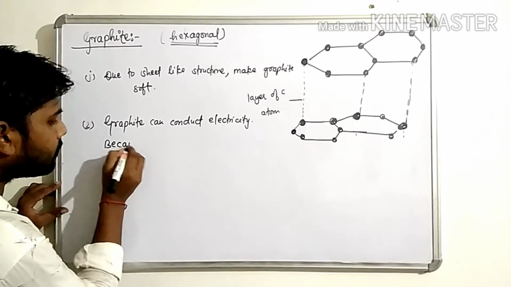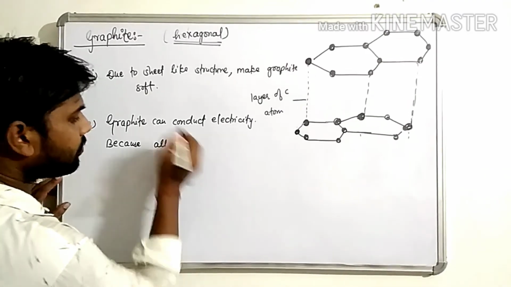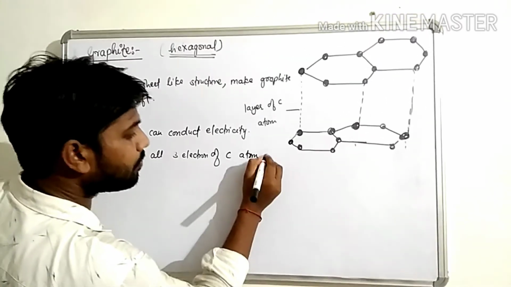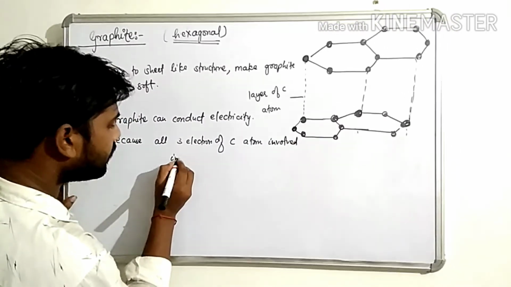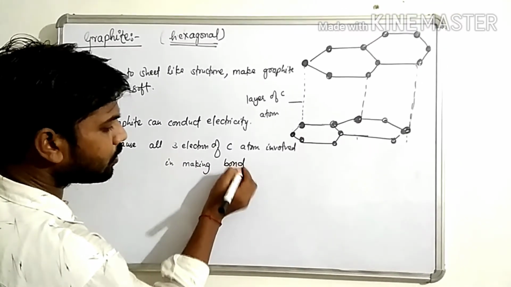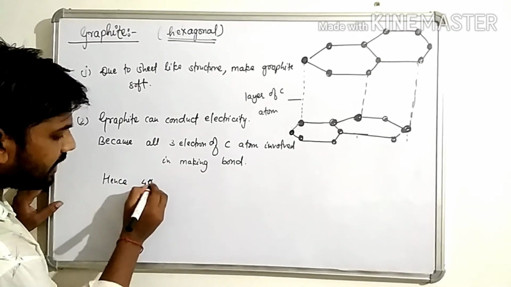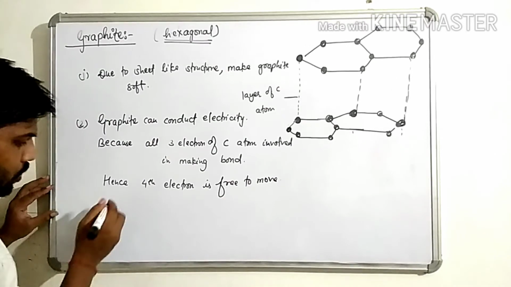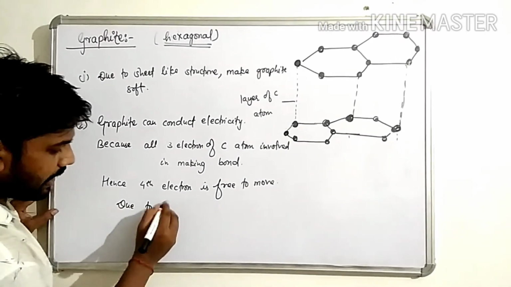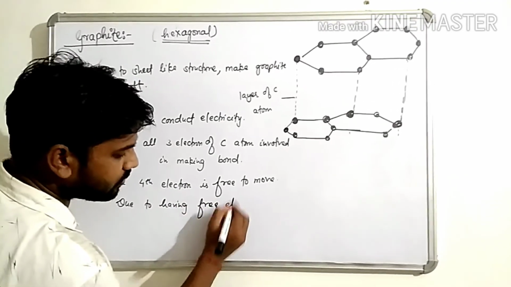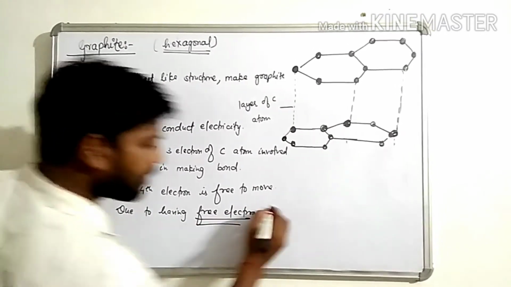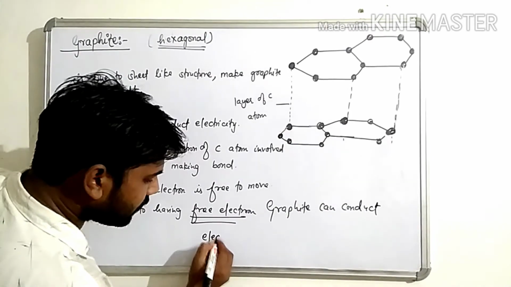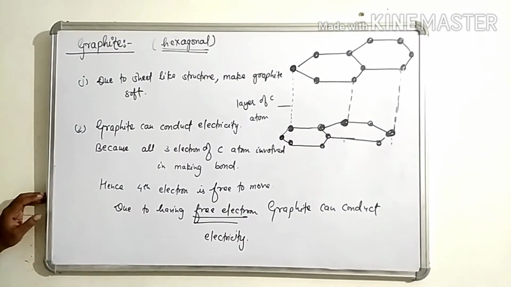So we can write: because all 3 electrons of carbon atom are involved in making bond. Hence, the 4th electron is free to move. So, due to having free electrons, okay, graphite can conduct electricity. Okay children?